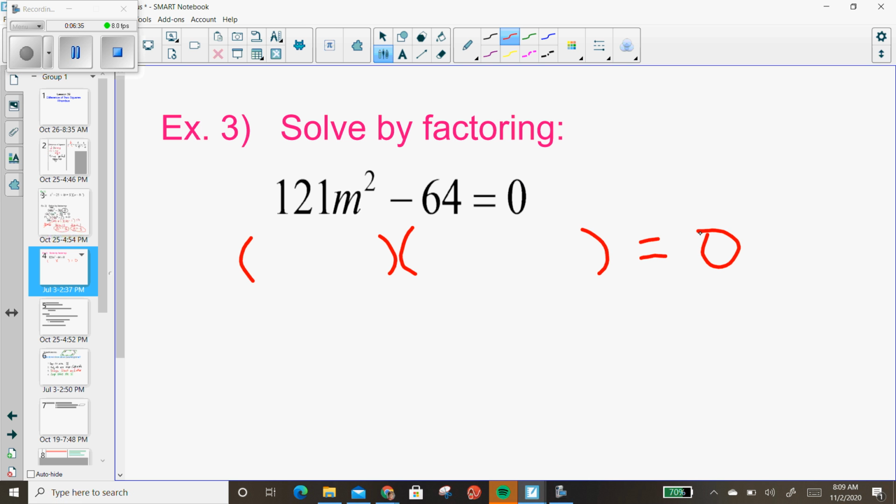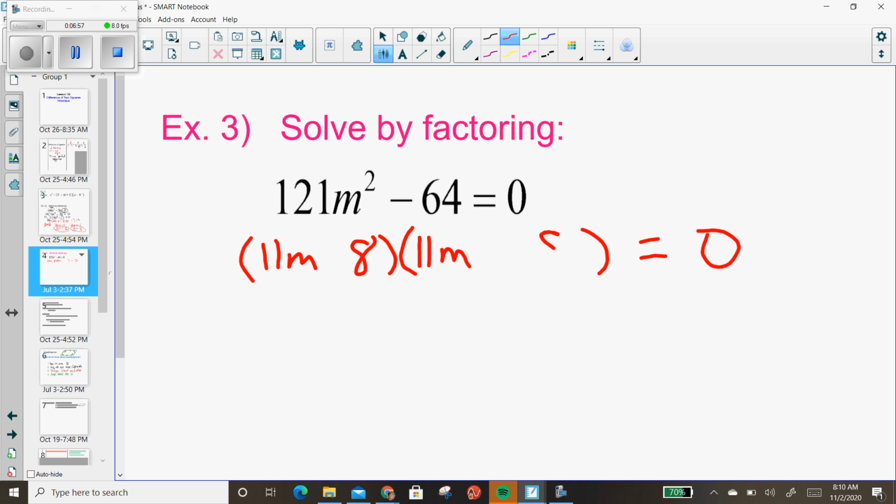Okay, folks at home, hit enter. What are our parentheses? Excellent. Square root of 121 is 11. Square root of m squared is m. So we start both parentheses with 11m.